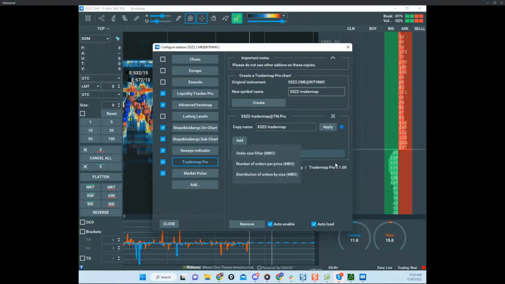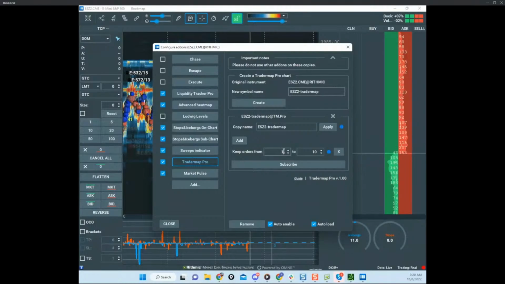Now this is where you're going to add your filter. There's going to be multiple filters that you'll be able to add in here. Right now there's just 3, but let's go with order size filter, MBO. From in here, input the number of orders you want to filter for, so between what and what. If you think 10 is a lot, it's not. So okay, we'll go 25 to 100. Or leave 1,000 in there. All right, might as well. And then hit subscribe.